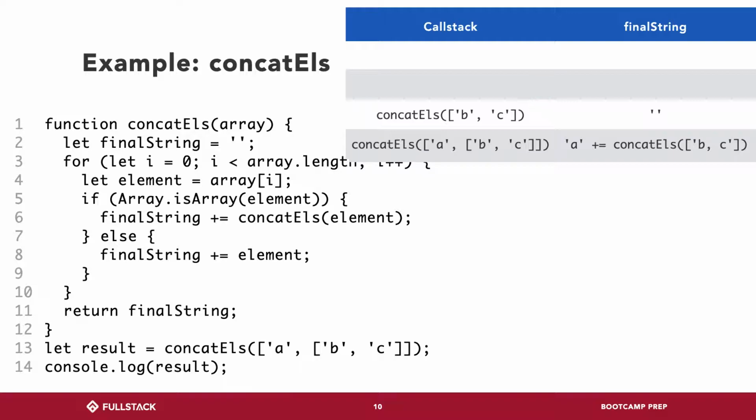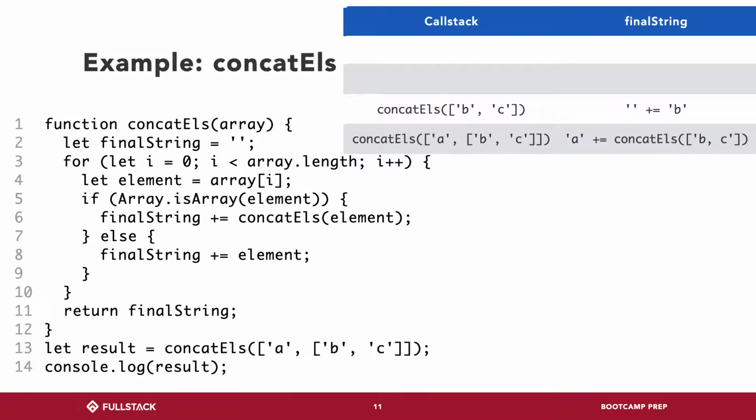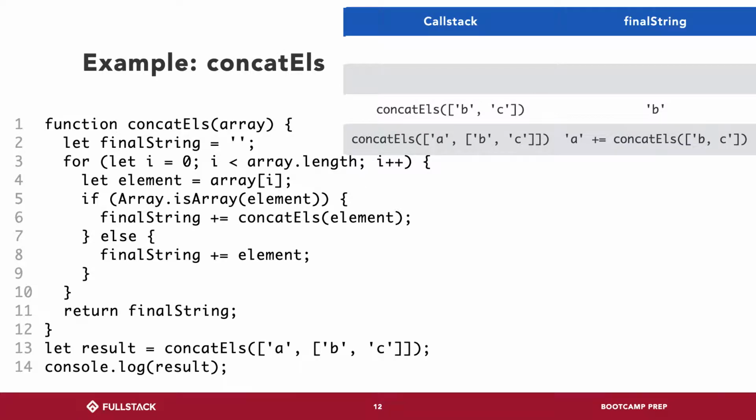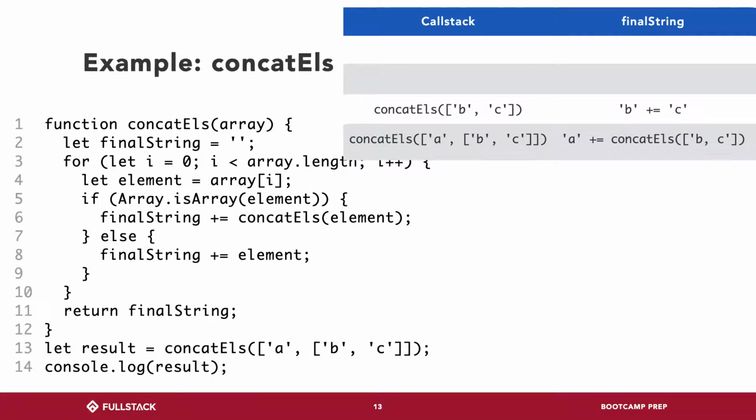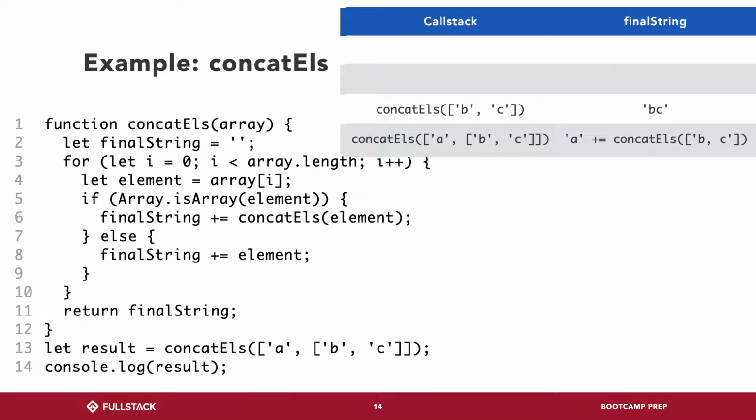So final string is initialized again as an empty string, and now we loop through this array, and there are no arrays in this array, so we just add B into that empty string. So the final string is now B, and on the next iteration, we add C. So the final string there will be BC. Then the loop is broken out of, and we return the final string, right?